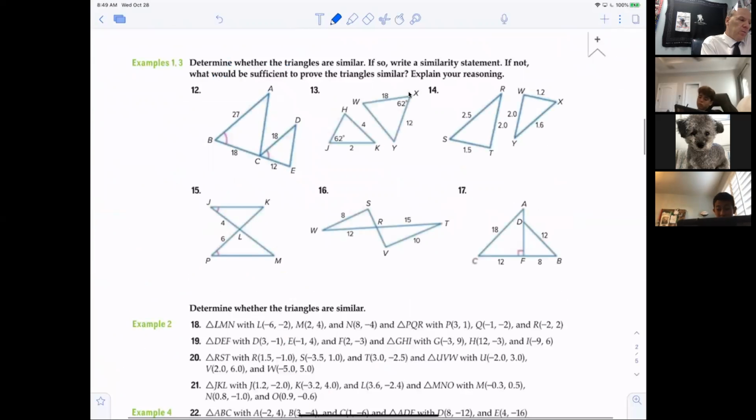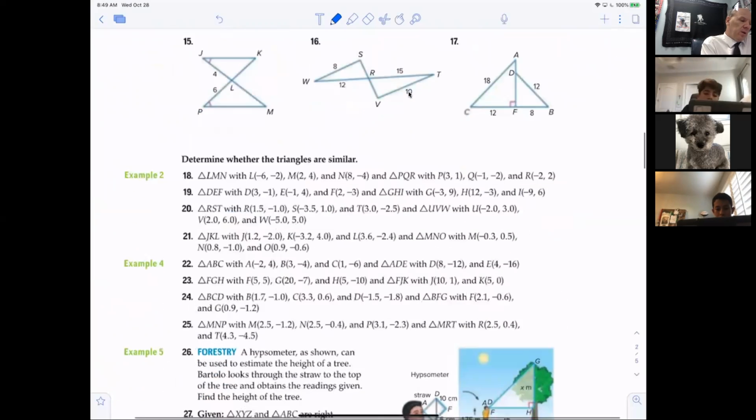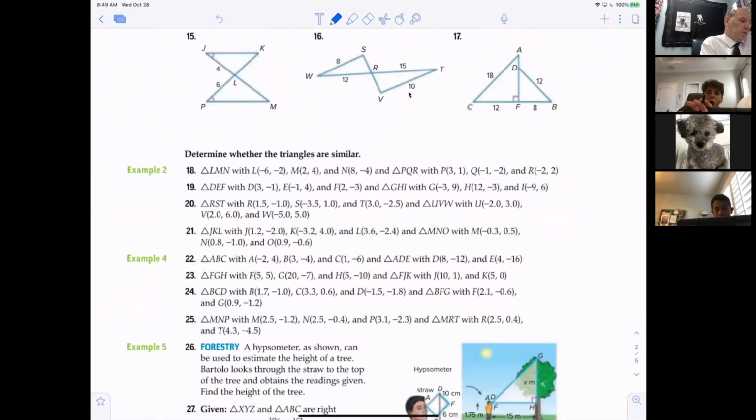All right, so I think you guys can figure out 12 through 17. Oh my goodness. I'm gonna Christmas tree that one.